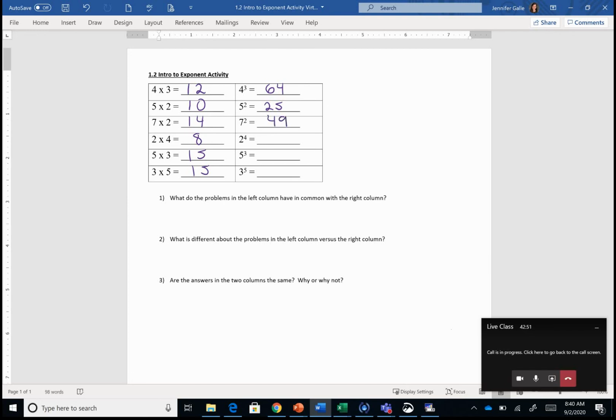2 times 4 is 8. But now when that 4 becomes an exponent, 2 to the fourth is 16. 5 times 3 is 15. But 5 to the third power is 125. 3 times 5 is 15. But what's 3 to the fifth power? 243.